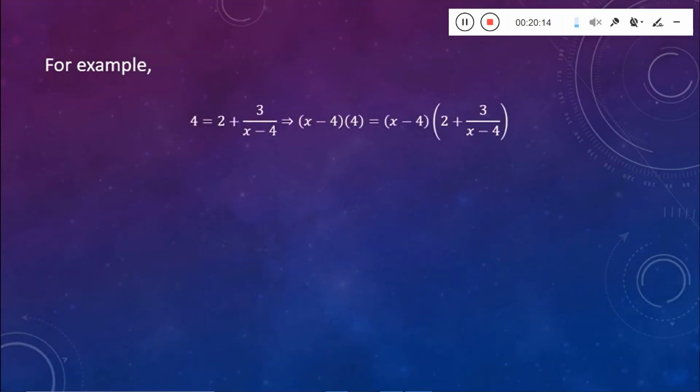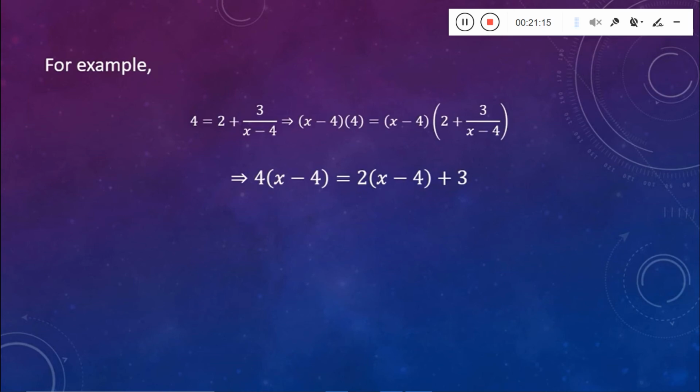The left-hand side, 4 times x minus 4, that's nothing crazy. The right-hand side, we're going to have 2 times x minus 4, which we can do. And then we're going to have x minus 4 times 3 over x minus 4. And in that case, the x minus 4s are just going to cancel out. So what this turns into is 4 times x minus 4 equals 2 times x minus 4 plus 3. This is now down to one of those nice, simple linear equations that we saw earlier on in this video. We can easily figure this out on our own. Nothing too complicated happening here.